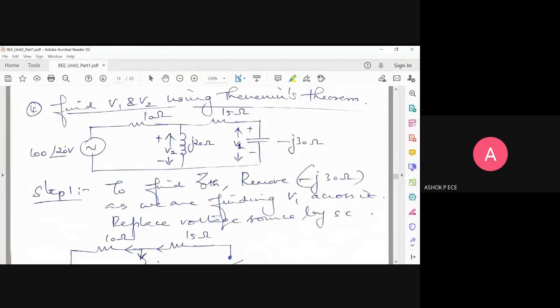The V1 is the voltage across the capacitor. V2 is the voltage across the inductor. See, at a time, we cannot find both V1 and V2 using the theorem. We can find only one at a time. So first we will find V1 using Thevenin's theorem, and when finding V1, we will not consider V2. When finding V2, we will not consider V1. So at a time, you cannot measure both using Thevenin's theorem. I can measure only one value at a given point of time.